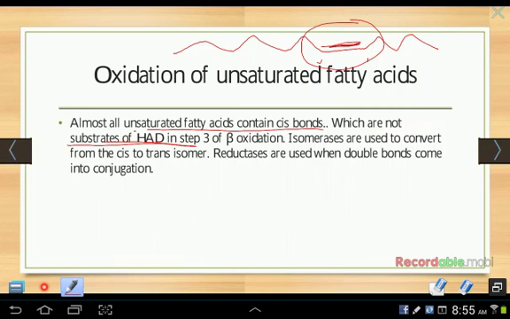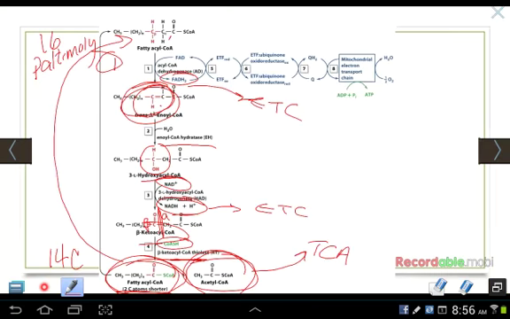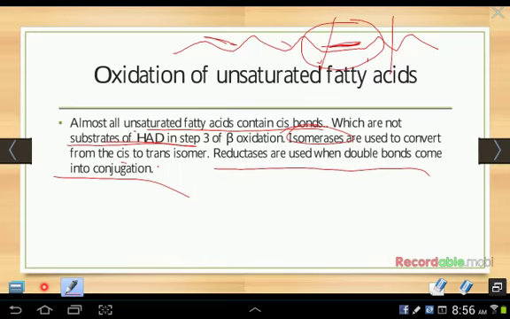So in order to overcome that, we utilize isomerases to convert the cis to the trans isomer, and reductases are used when double bonds come into conjugation. In most fatty acids, our double bonds are not in conjugation. But remember, as we're going through beta oxidation, we're going to cleave every 2 carbons. And eventually, these double bonds could come into conjugation between step 1 and step 2 when we form a double bond in our preliminary beta oxidation.